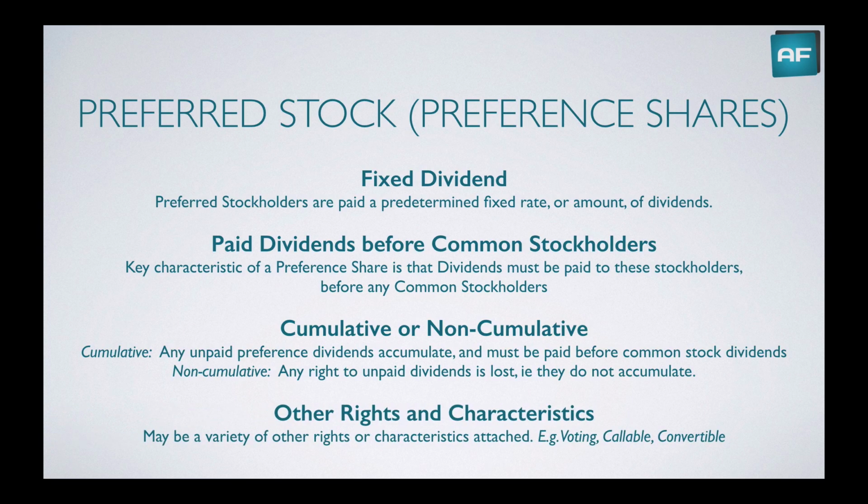And finally, there may be other rights and characteristics with preference shares. There's a whole variety of rights and characteristics. Some preference shares give you voting rights. Some preference shares can be callable. Other ones can be convertible. Callable means that the company can call on the shares and buy them back at a predetermined price or rate. Convertible just means they can sometimes, for predetermined conditions, be converted into ordinary shares or common stock.